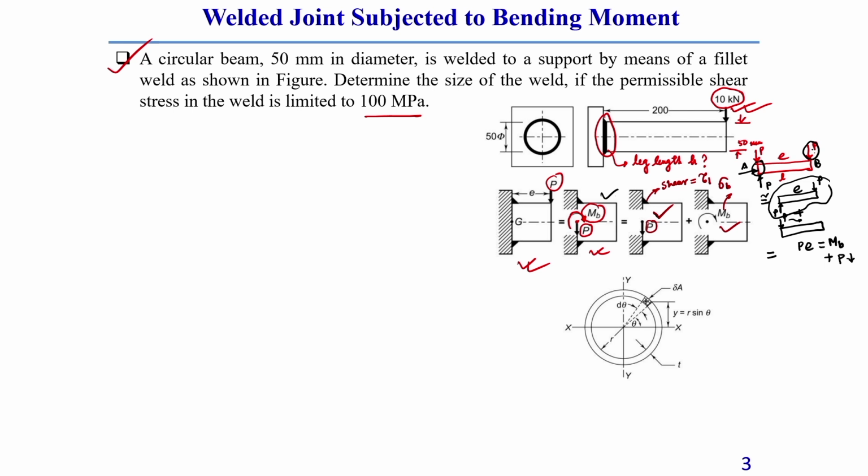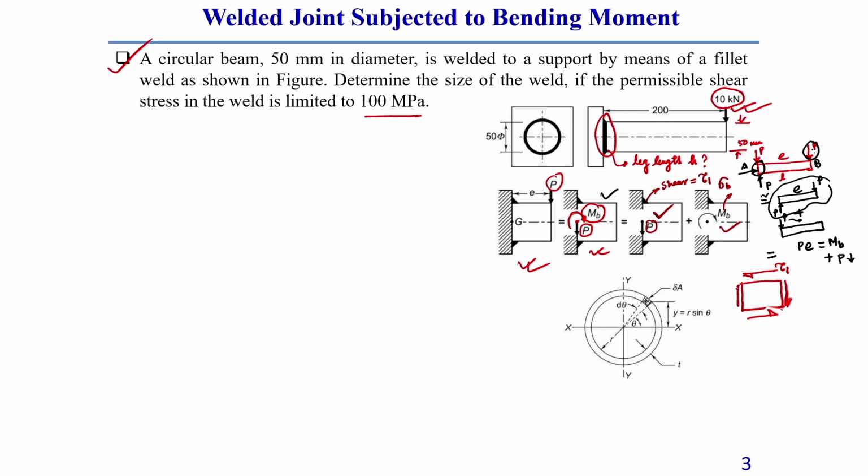Always keep in mind, this tau 1 always acts along the direction or along the plane of the throat area, the throat cross sectional area. It is a shear force. So let us consider the throat area. If it is written in terms of a state of stress condition, this will create a shear stress which looks like this. This is called primary shear stress.